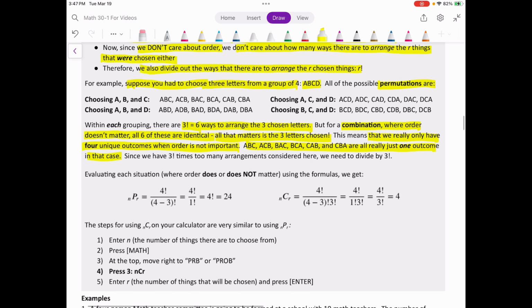Meaning that, how many times too many arrangements do we have? Well, 3 factorial times too many, right? Because we took our 4 different ways to choose the letters, and then we're kind of multiplying it by 3 factorial, right? We're getting 6 here, 6 here, 6 here, and 6 here. So we're taking 4 times 6. So that's 3 factorial times too many arrangements considered. How do we fix that? Well, we're multiplying by 3 factorial when we don't want to if order doesn't matter. So to undo that, divide by 3 factorial.